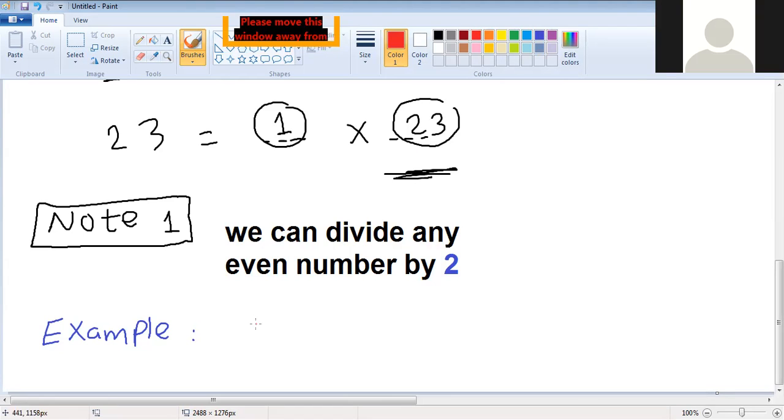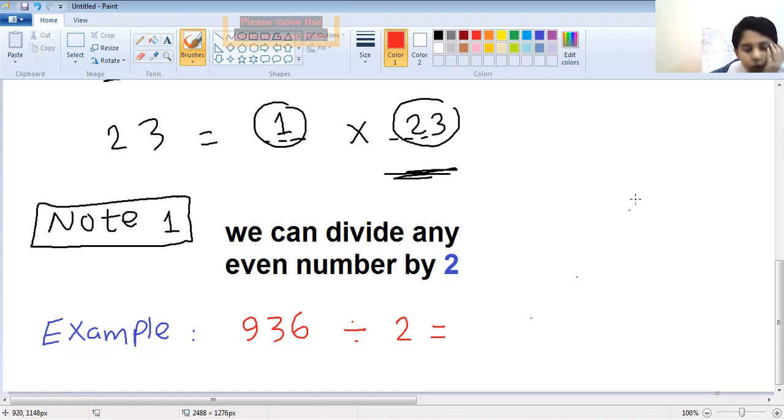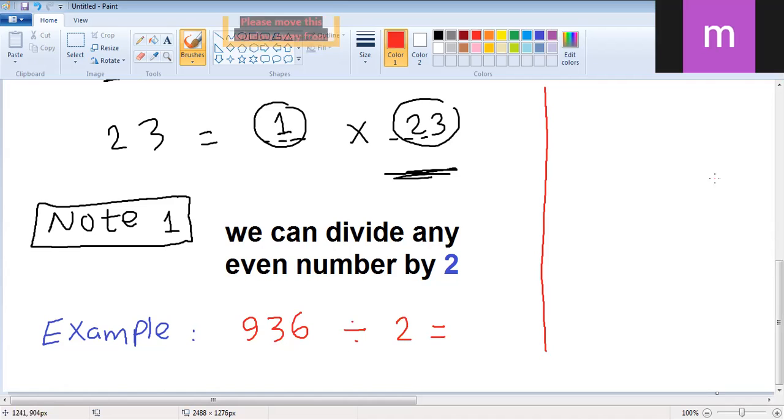936. Okay, 936. This one is even. Let me check. If I divide this one by 2, will the answer be without remainder or with remainder? I'm going to check here in drafts. So if I make the symbol of division and write 936 divided by 2, please help me, Yusuf, to find the answer.